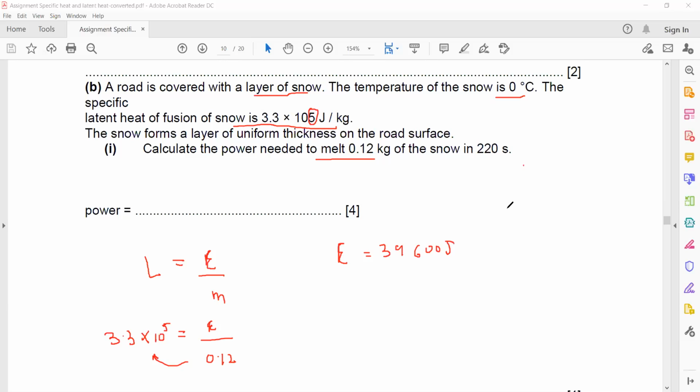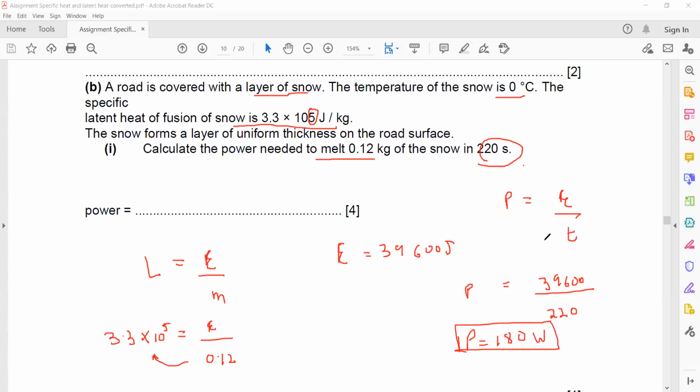So how much power do we need? Power is energy divided by time. So you have the energy, which is 39,600, divided by time. How much time did it take? 220. So 39,600 divided by 220. What's the power? So 180 watts means you need 180 joules per second to melt this ice.